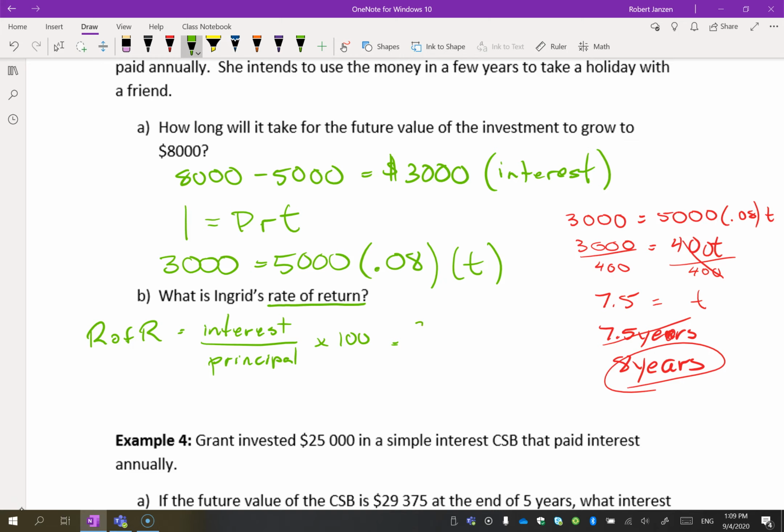So, what is the rate of return? Well, 3,000 is how much interest we had. What is the principal? It was 5,000, and we're going to multiply that by 100. Okay, so this is going to be 60%.